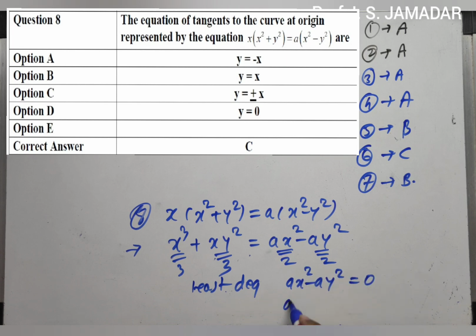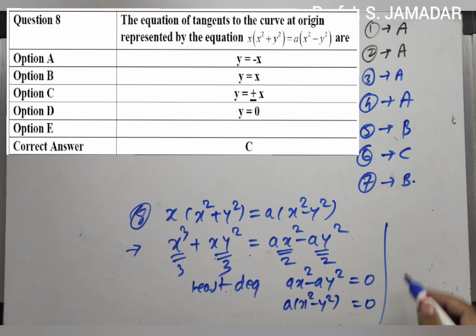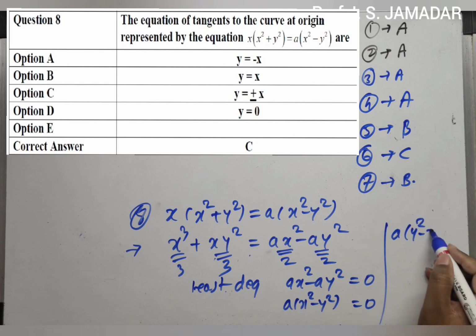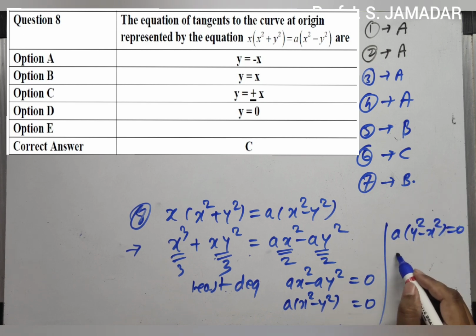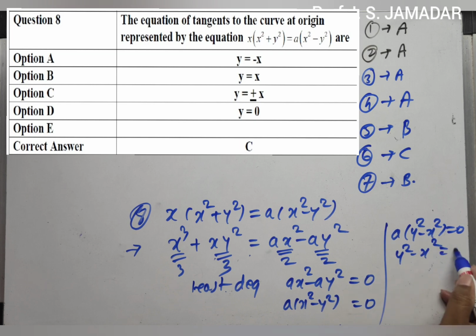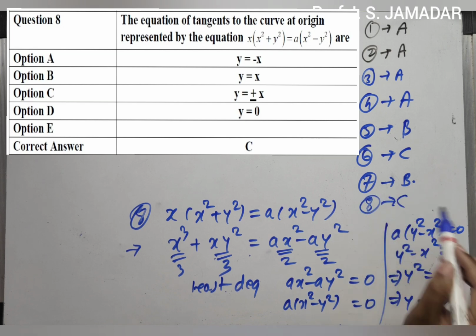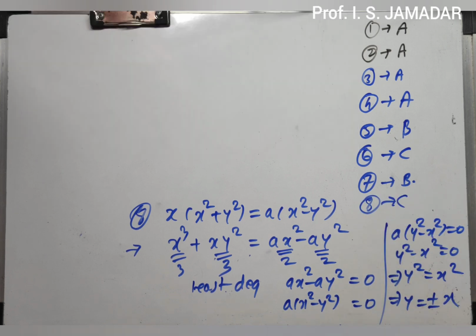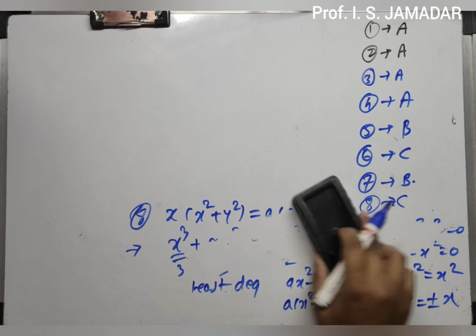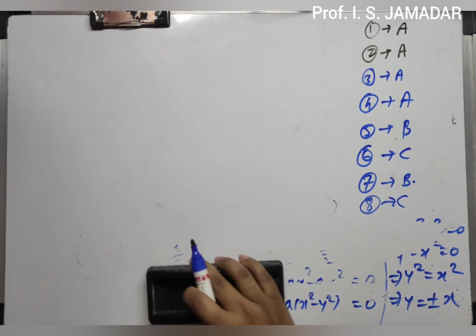ax² minus ay² equated to 0. So that will give you a into x² minus y² equal to 0, or we may say the same as a into y² minus x² equal to 0. So that gives you y² minus x² equal to 0. That implies y² is equal to x², that is y is equal to plus or minus x. So the answer is option C. So for question number 8, the answer is option C. So this is question number 8. Next, question number 9.